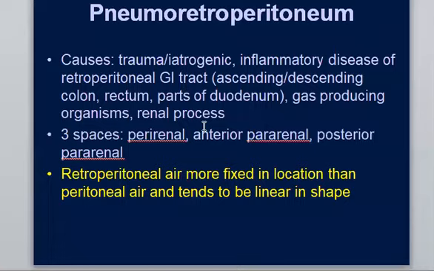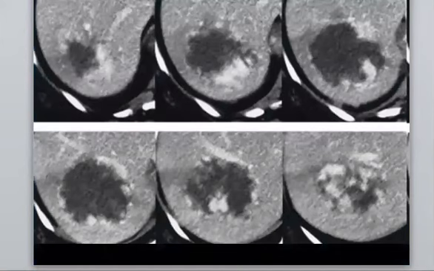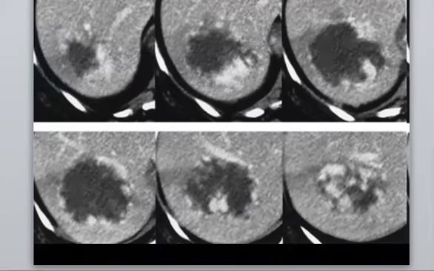So more fixed in location than the peritoneal air, which tends to be linear in shape. This one is much easier, and everyone in the practice should pass with this one.